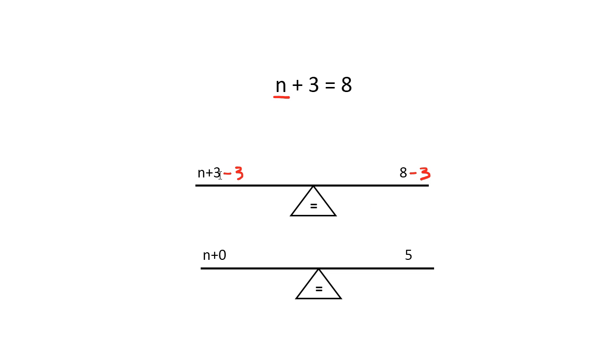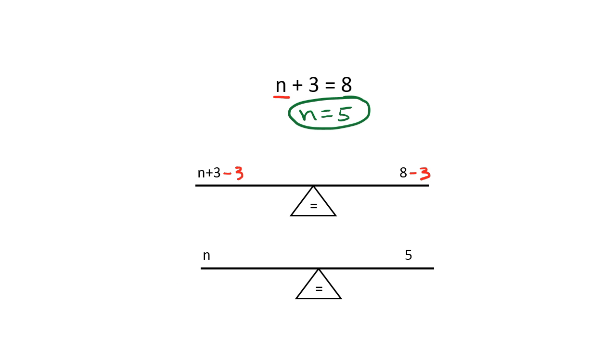Now on the left side, when I take a positive 3 and subtract 3, I get 0. And on the right side, 8 minus 3 is 5. Now because n plus 0 just equals n, what I end up with is this. I get n equals 5. That means my solution to this equation is n equals 5.